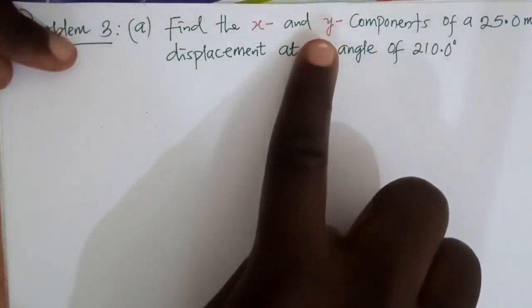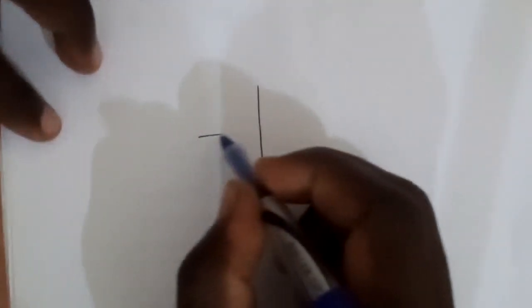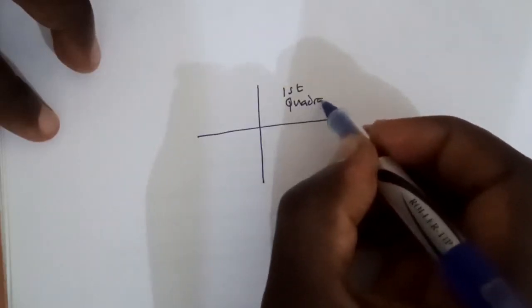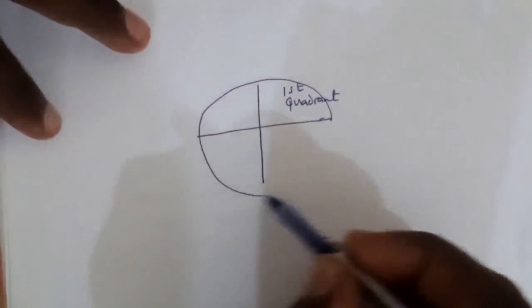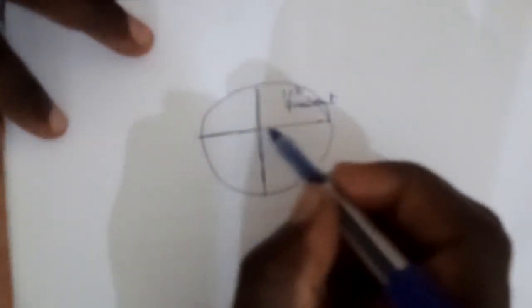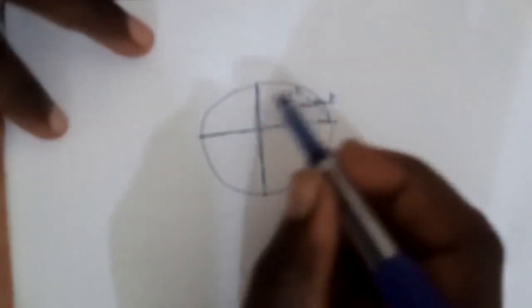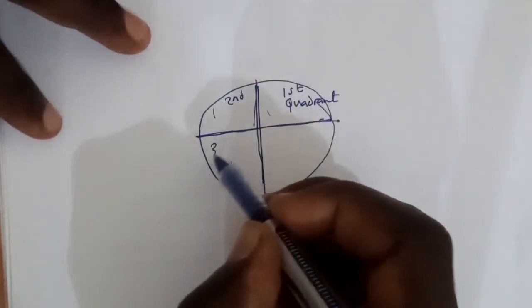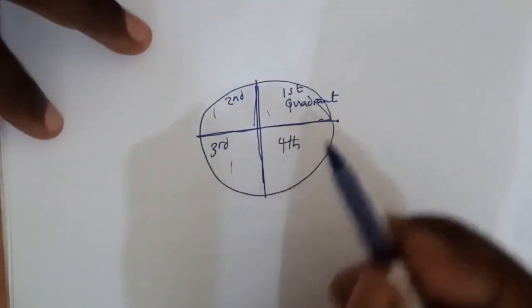value along the y-axis? Okay, before we proceed, I would like to remind us of a concept in mathematics. In mathematics, you have 4 quadrants. This is the first quadrant. A quadrant is 1/4 of a circle. If I made a complete circle here, you can see that when I divide it into 4 equal parts, this is a quadrant, this is a quadrant, this is a quadrant, this is a quadrant. This is the first, this is the second, this is the third, and this is the fourth.